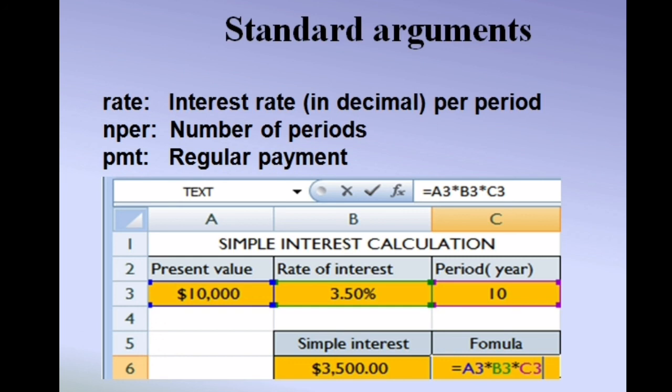Here, if you want to find out the simple interest, then we can easily find it through this function. Here the present value is 10,000, the rate of interest is 3.5%, and the period is 10 years. To find out simple interest, you can do one thing: principal amount multiplied by rate of interest, and then multiply by the years. The formula is already given over here, you can see, just type this formula and press enter, and you will get the output of this formula.